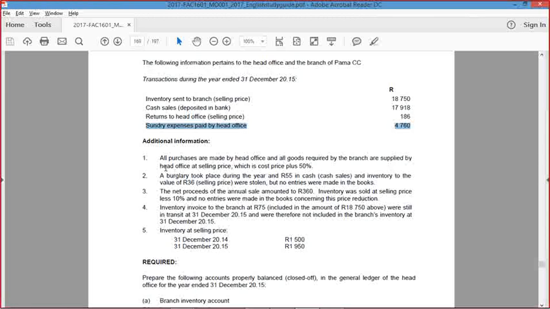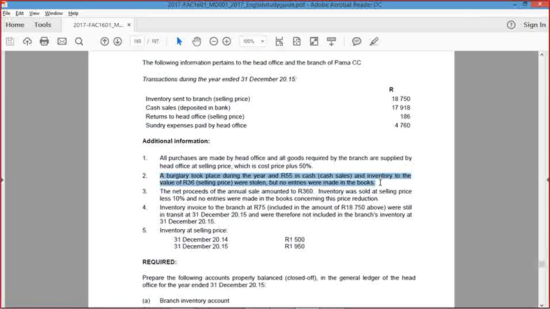So now, number one, we saw it earlier. We read it. We know the branch is using a markup of 50%. That's fine. Now we need to look at this. What's happening here? A burglary took place during the year and 55 rand in cash and inventory to the value of 36 were stolen, but no entries were made to the books.